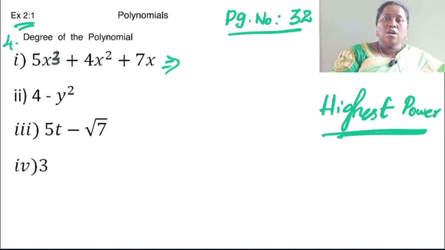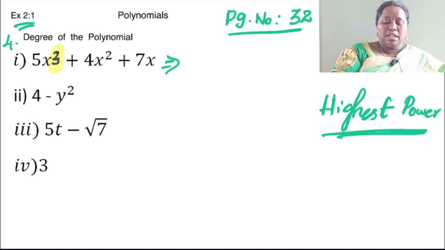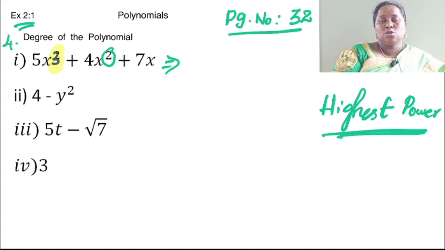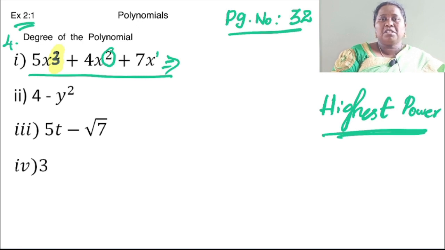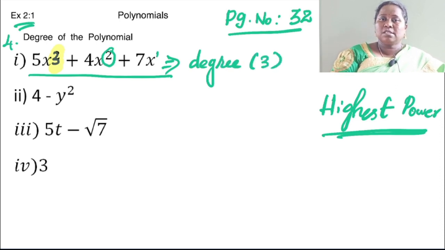In the first sum we have 5x cubed plus 4x squared plus 7x. See here, in the first term the variable is x, and it has the power 3. In the second term we have the power 2. In the third term we have the power 1. So in this polynomial the highest power is 3. Therefore the degree of the polynomial is 3.